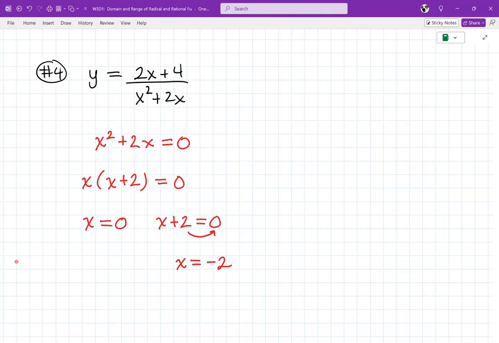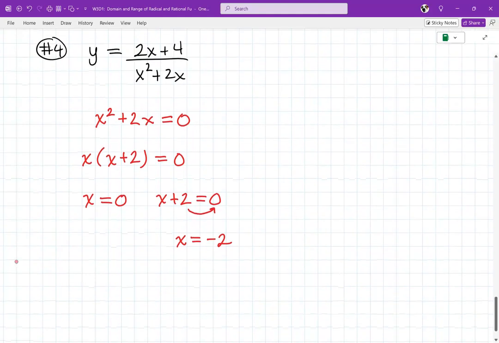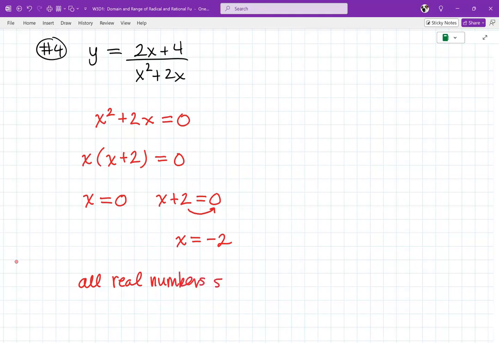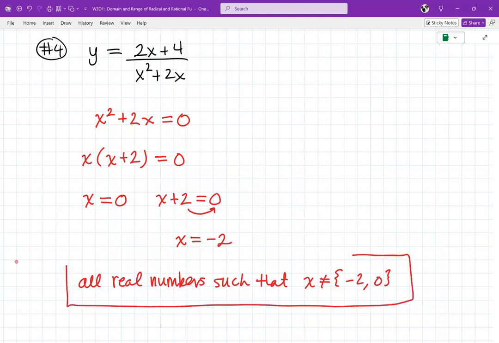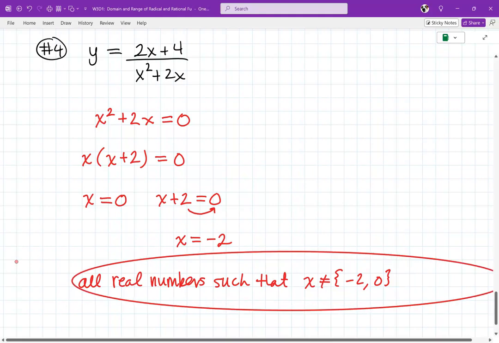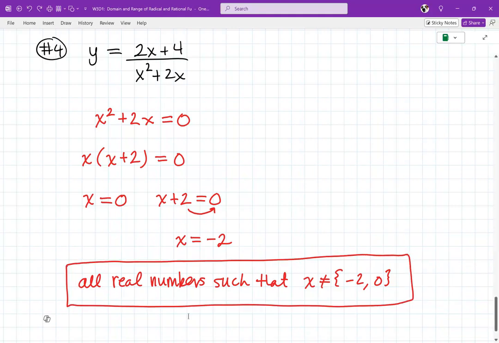So I have two answers, right? 0 and negative 2. So when I write my answer, I'm going to say all real numbers such that x cannot equal negative 2 and 0. Whoa, that's not supposed to be a circle. And again, if you want to use that notation, double bar R, vertical line, x not equal to negative 2 and 0, you can. That's fine.